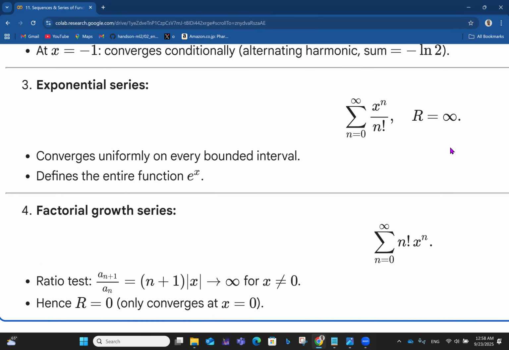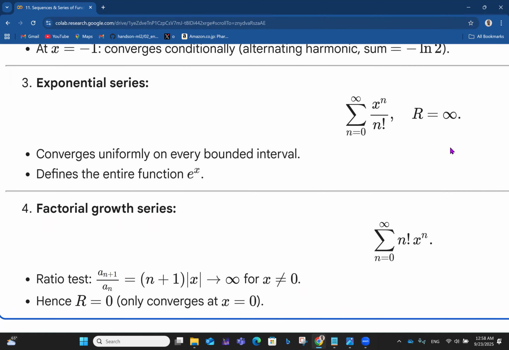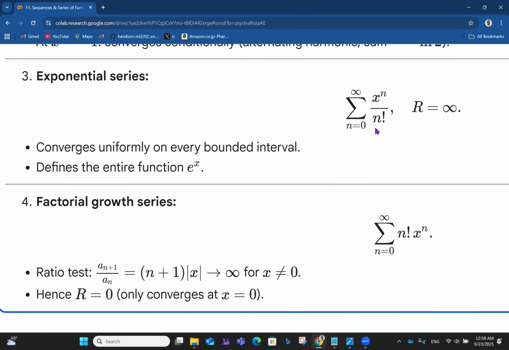And then we have the exponential series. For the exponential series, you have something like the summation from n equals 0 to infinity of x raised to power n over n factorial, and the radius of convergence is infinity, right? So it converges uniformly on every bounded interval because the radius is infinite. And it defines the entire function e raised to power x, for instance.